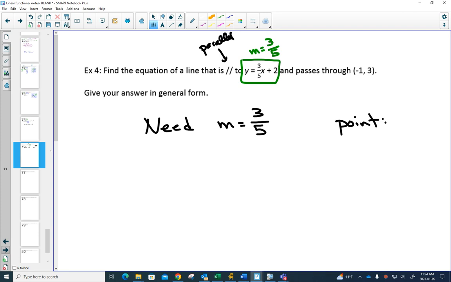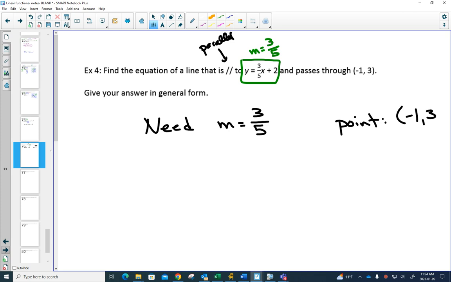So they disguised how they gave us the slope part. It wasn't a very good disguise, right? It'd be like me coming to class with a hat on and like, do you guys recognize me? You're like, yes, Mr. Taylor. Disguise wasn't very good.